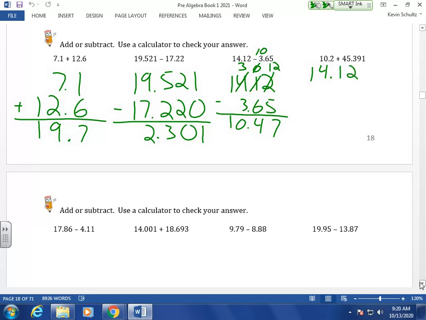14.12 minus 3.65, okay, 2 minus 5 doesn't work, right? We have to borrow, okay? And actually, just to keep this simpler, since it's the first time that you're seeing it, I'm going to take out the decimals and just think about it as 1,412 minus 365. Okay, so 2 minus 5 doesn't work out, right? Okay, but what is 2 minus 5? -3. I can write that down here as my answer.